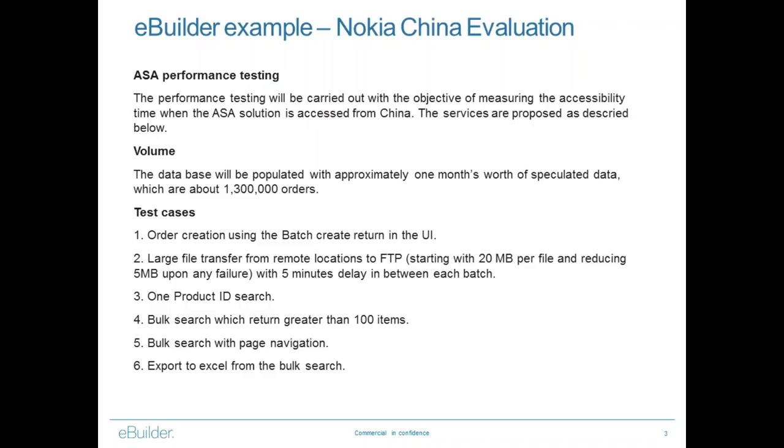The objective of this test was that Nokia wanted to roll out our application ASA in China. Rolling out the application is not that big an issue, but in China they have this specific issue of security. With the security constraints in the country itself, they have a lot of firewalls and such to secure the content. That leads to slowness, so the latency is very high when you access applications from China.